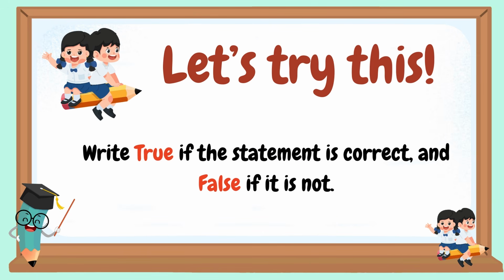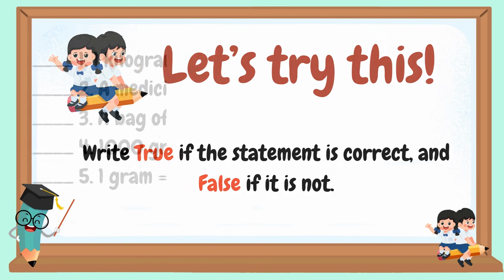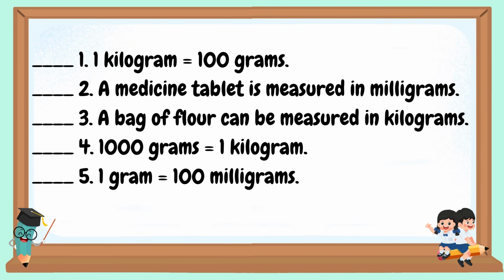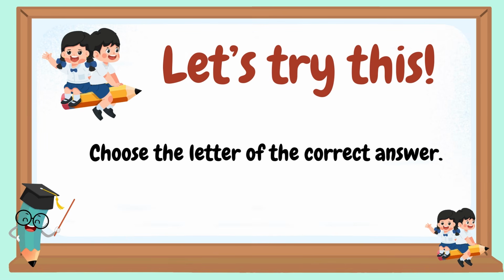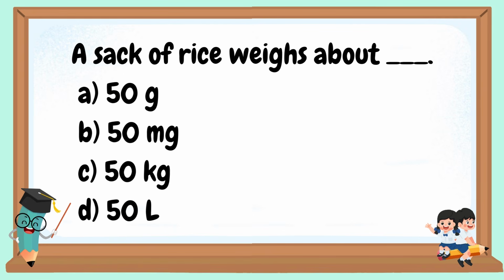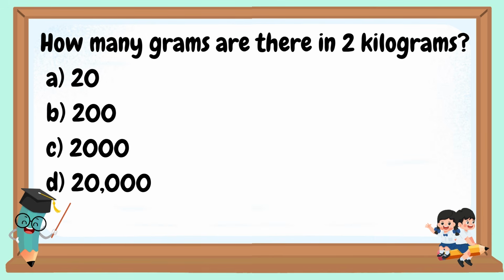Let's try this. Write true if the statement is correct and false if it is not. Let's try this. Choose the letter of the correct answer. A sack of rice weighs about. How many grams are there in 2 kilograms?